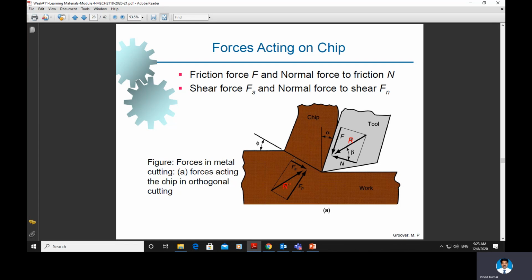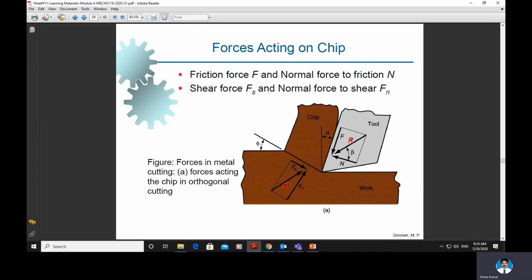Because of this, there is Fc, which is the cutting force acting in the direction of cutting. So there is a force called N, which is the normal force to the friction. There is a force called Fn, which is the normal force to the shear force. The vector addition of F and N is R, the resultant, and the vector addition of Fs and Fn is R dash. In order to balance the cutting operation, R dash must be equal to R. They should be opposite to each other and they should be collinear.